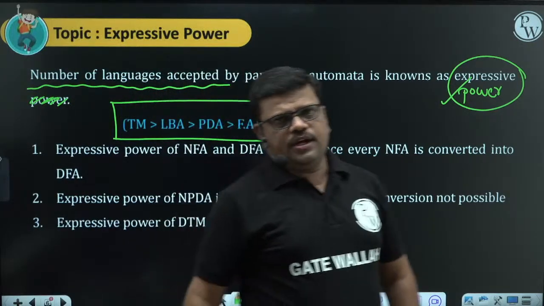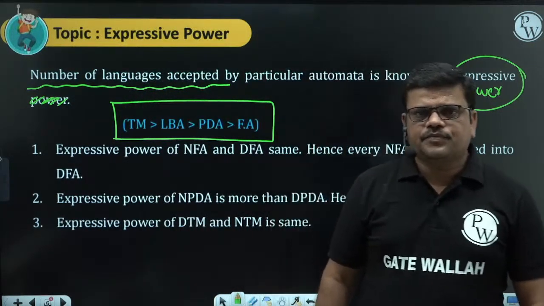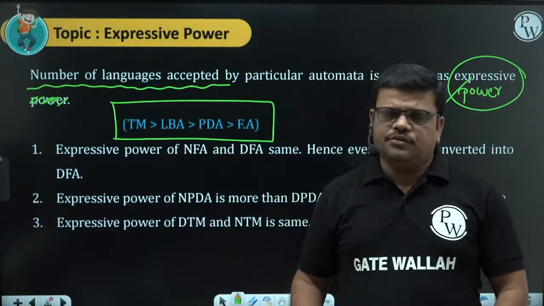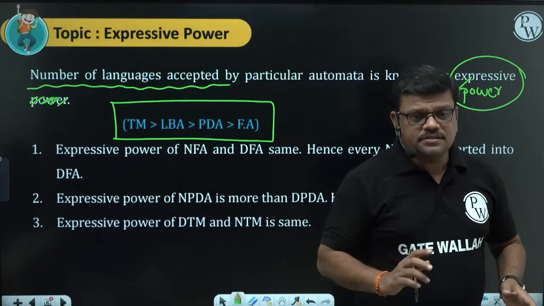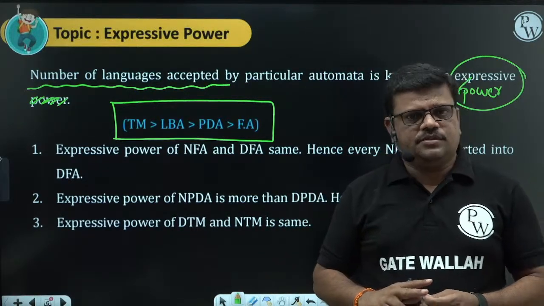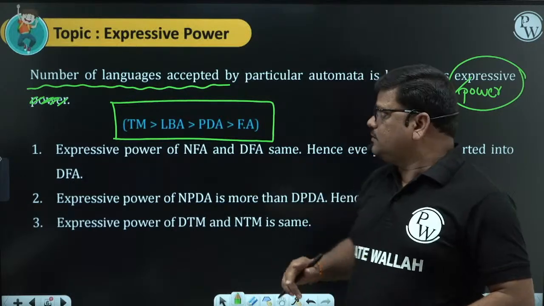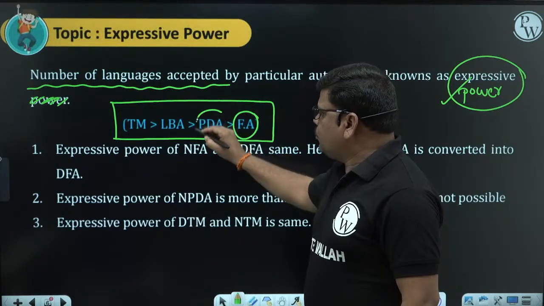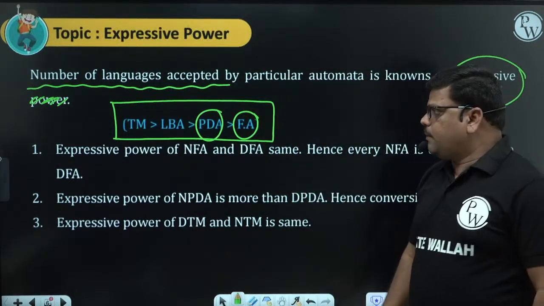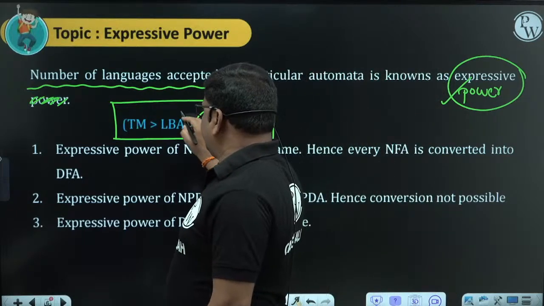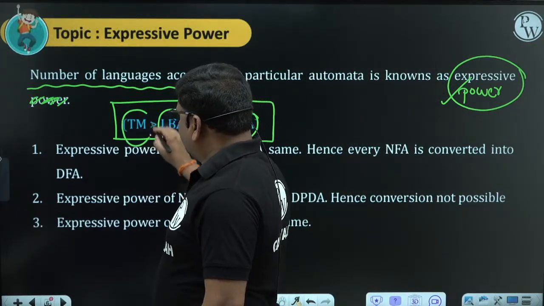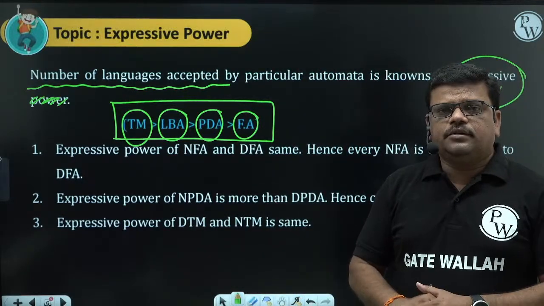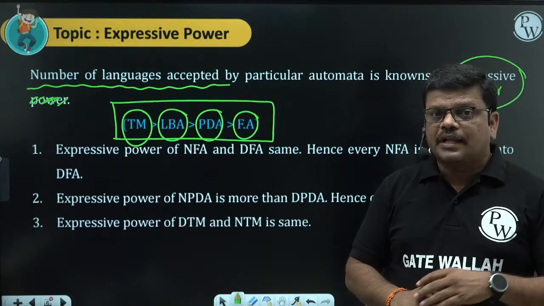In theory of computation, we have 4 automata: finite automata, push down automata, linear bounded automata, Turing automata. We can say Turing automata and Turing machine are the same. If these many machines are there, definitely the concept of comparison comes. Out of finite automata and push down automata, push down automata is more powerful. Out of push down automata and linear bounded automata, linear bounded is more powerful, and Turing machine is the most powerful one. So out of all these 4 automata, the most powerful is Turing machine and the least powerful is finite automata.